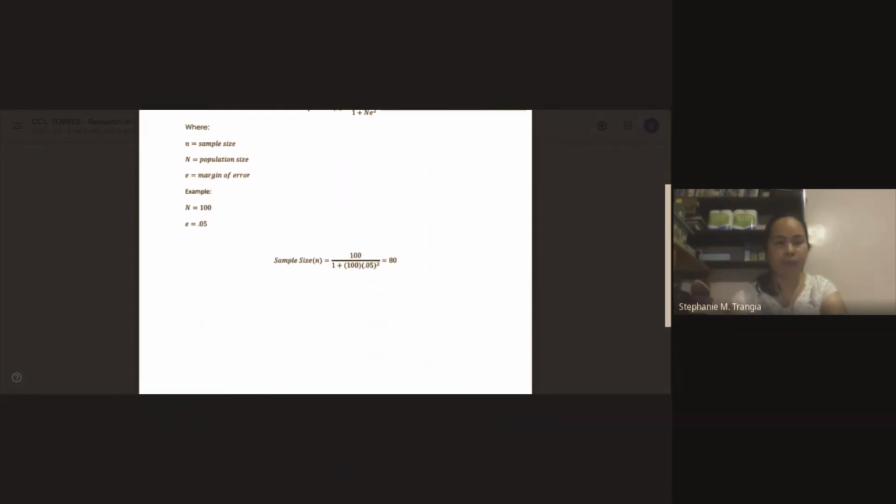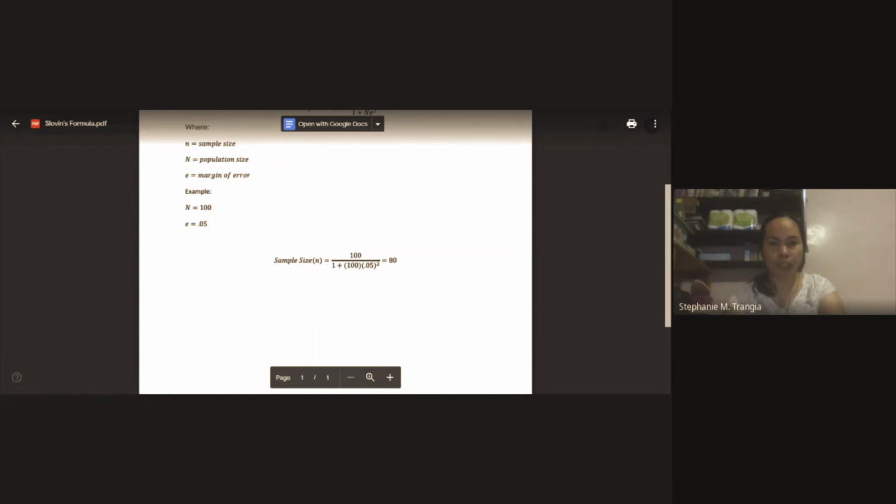Okay? So, for example, your sampling frame has a total population size of 100. And you set your margin of error to 0.05. So, you put it in the formula. 100 over 1 plus 100 times 0.05 squared. So, 0.05 times 0.05 is 0.0025. Multiply it by 100, that's 0.25. Then plus 1, so that's 1.25 as the denominator. 100 divided by 1.25 is equal to 80. In other words, you need 80 samples for your research. Okay? So, any more?